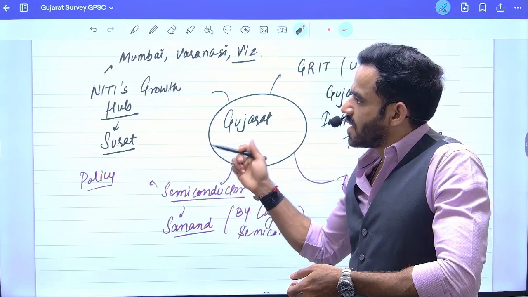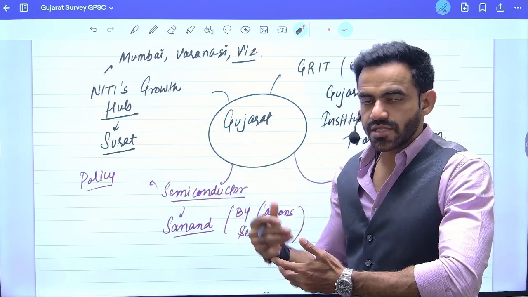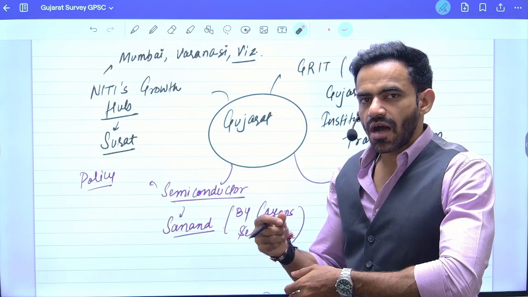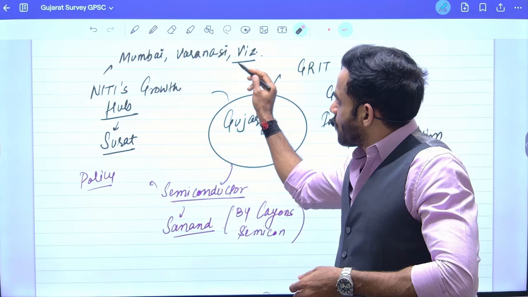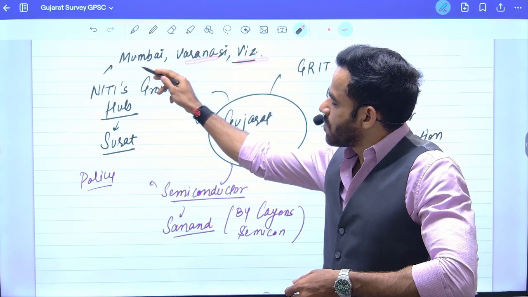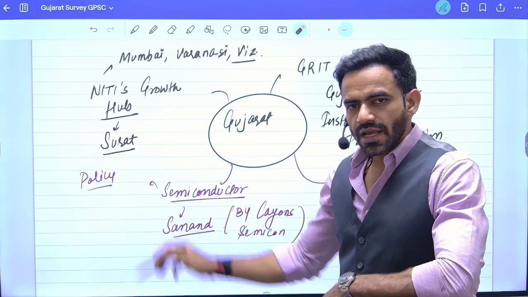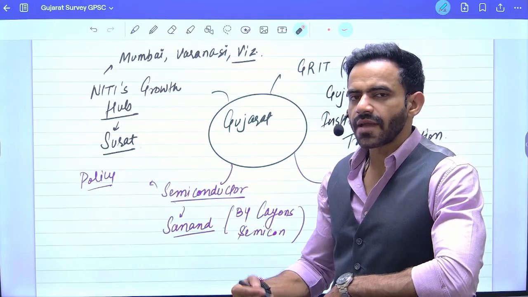Apart from that, Niti Aayog also provided the list of growth hubs. That means these cities or areas will act as hubs of growth in the upcoming time. These are Vishakhapatnam, Varanasi, Mumbai, and Surat from Gujarat. Surat we have also covered, that it is one of the leading centers of diamond processing and diamond export.